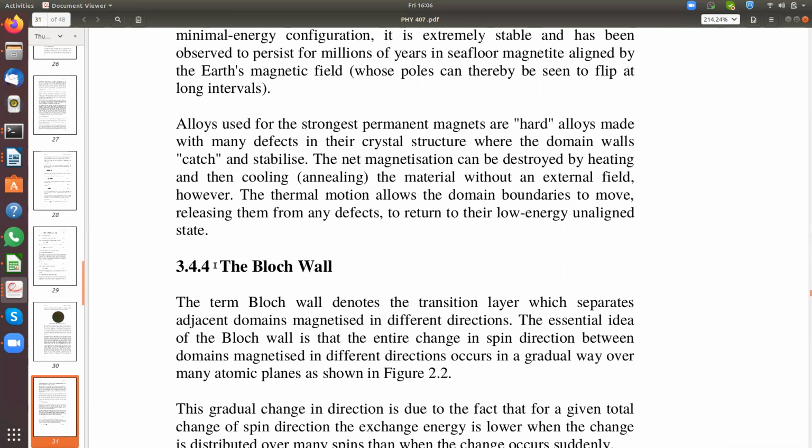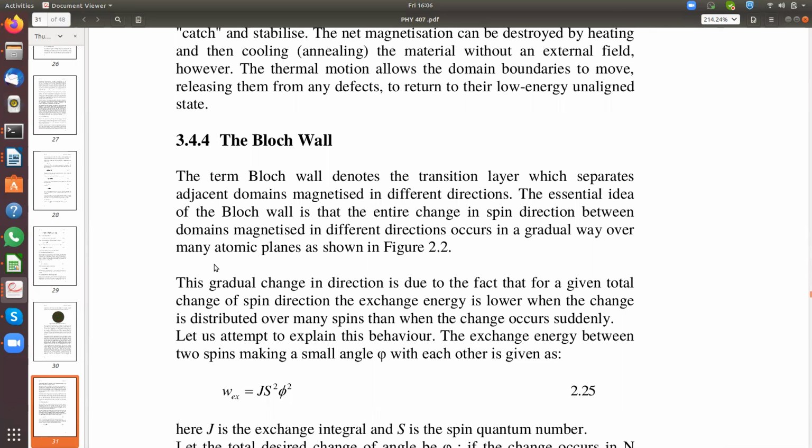Now, let's look at the Bloch wall. The term Bloch wall denotes the transition layer which separates adjacent domains magnetized in different directions. The essential idea of the Bloch wall is that the entire change in spin direction between domains magnetized in different directions occurs in a gradual way over many atomic planes. So what I'm trying to say is that since the spins have different effects at different points, the way they move is different.